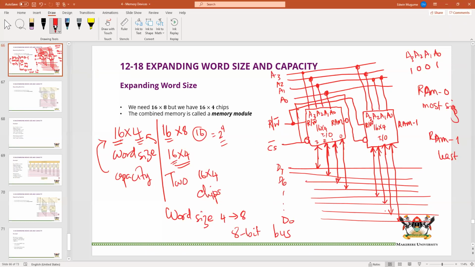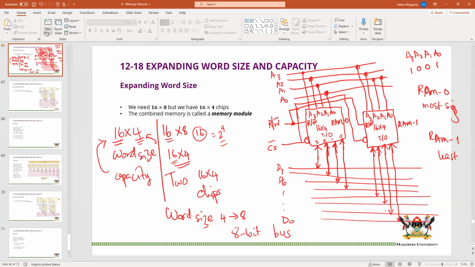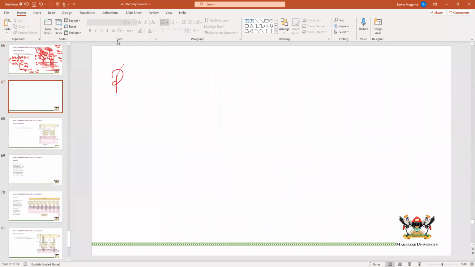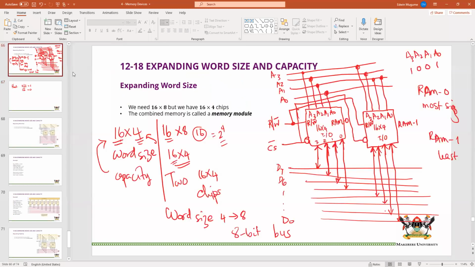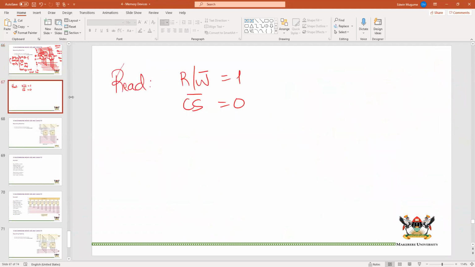And how would this work? Let's say that we want to read. If we want to read, we make read write be high, and we make our chip select be low, first of all. And if that is the case, then you can see that the same read write command would go into both chips, and also both of them will be selected because they are both active low.